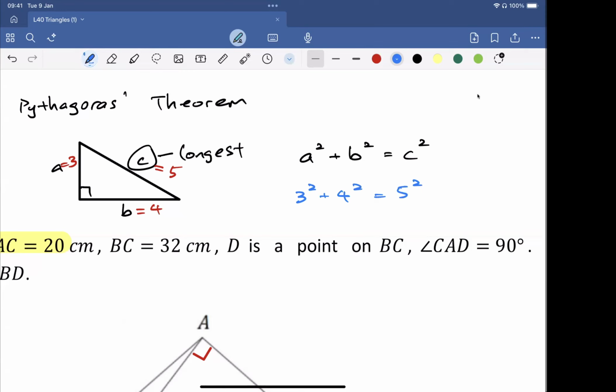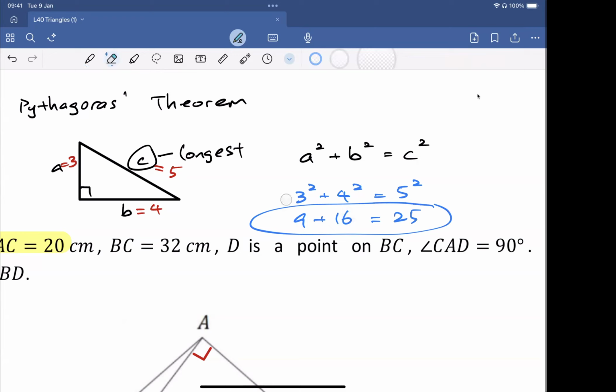What is 3 to the power of 2? 9. What is 4 to the power of 2? 16. What is 5 to the power of 2? 25. So is this equation true? Yes. It works. Correct. Let's try another experiment.